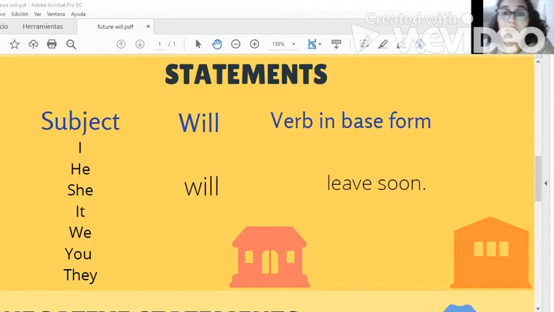For example, let's make a comparison. In present simple, with I, you, we, they, we use do, and with he, she, it, we use does. Or with I, you, we, they, we use have, and with he, she, it, we use has. But in future we don't have that difference. We use will for all the subjects. And after will, we use the verb in the base form. Subject, will, verb in base form.